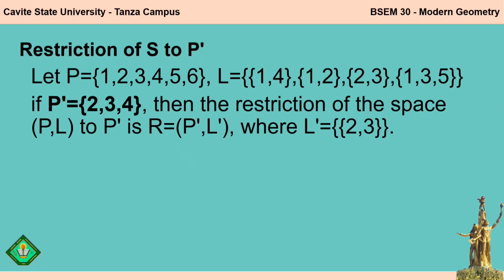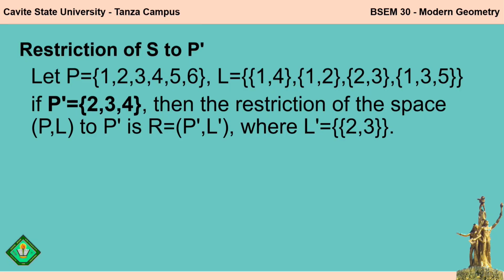Okay, let's have an example. Let P be the set of points 1, 2, 3, 4, 5, 6, and L be the lines connecting points 1, 4; 1, 2; 2, 3; and 1, 3, 5, respectively. If P prime is the set of points 2, 3, 4, then the restriction of the space P, L to P prime is R equal to P prime, L prime, where L prime is the set of lines that connects only 2, 3.